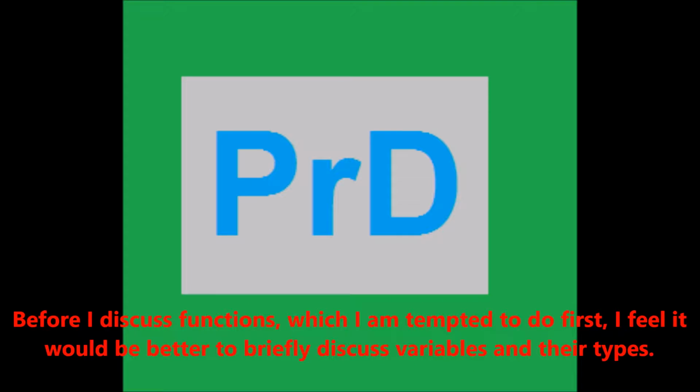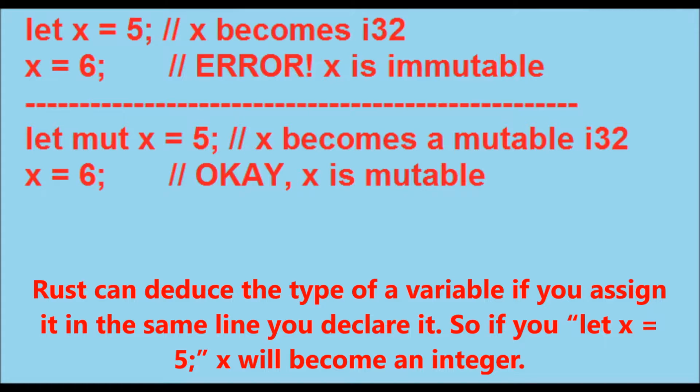Before I discuss functions, which I am tempted to do first, I feel it would be better to briefly discuss variables and their types. Rust can deduce the type of a variable if you assign it in the same line you declare it. So if you let x equal 5, x will become an integer.